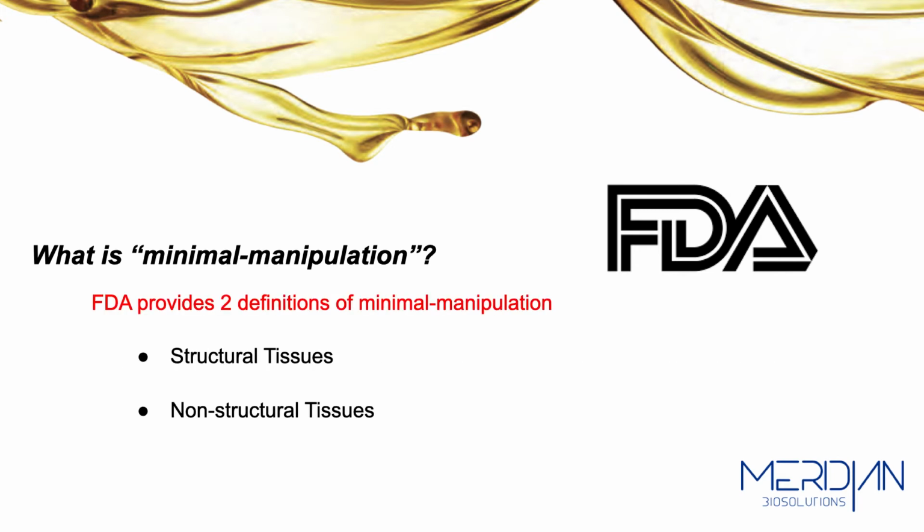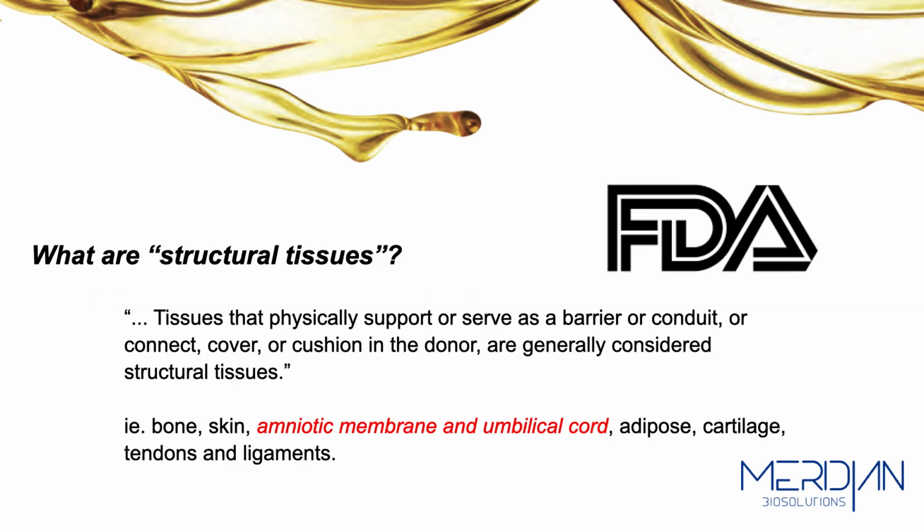All right? So I mentioned structural tissues. When it comes to minimal manipulation, the FDA considers structural and non-structural tissues. For what I do and for what most folks do, it falls into the class of structural tissues. Non-structural tissues are going to be your various cells and tissues, maybe liver cells or parathyroid cells, that don't really have structural functions. They have more biologic or metabolic type functions. Structural tissues are tissues that support or serve as a barrier or conduit to connect, cover, or cushion in the donor. Bone, skin, we talked about these earlier. Those are largely structural tissues.